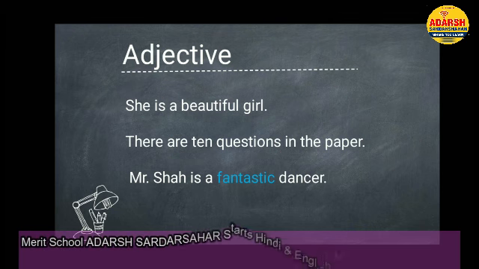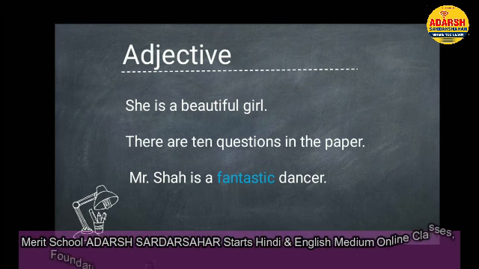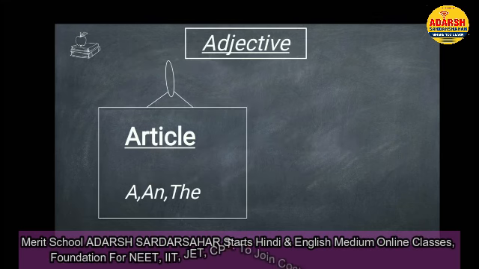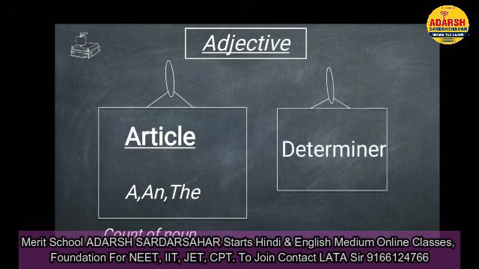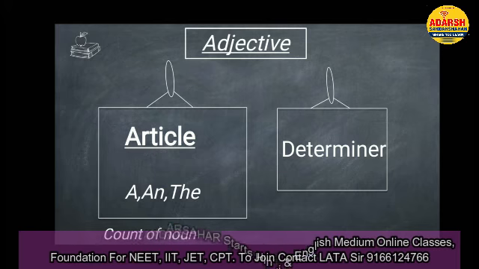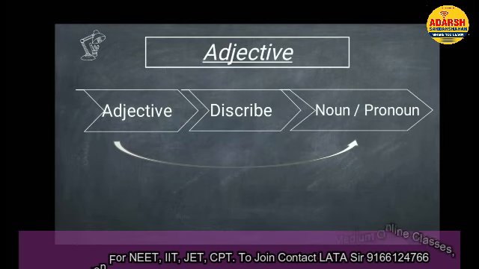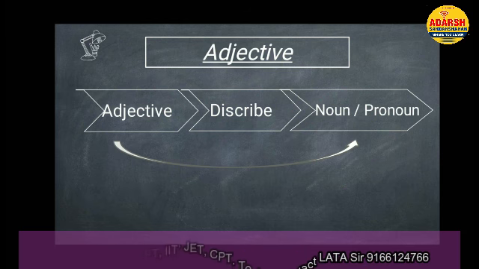Please note that we are considering the articles a, an, and the as adjectives. Here they are providing the correct number of nouns. However, in modern English, there is a ninth type added, named determiner. They come in the category of determiners. Okay, so let us revise. What is an adjective? Adjective is a word used to describe a noun or pronoun.